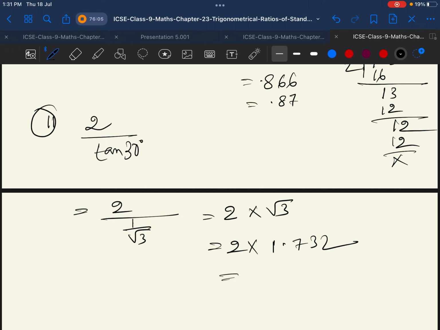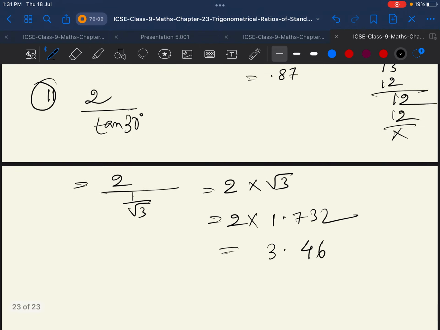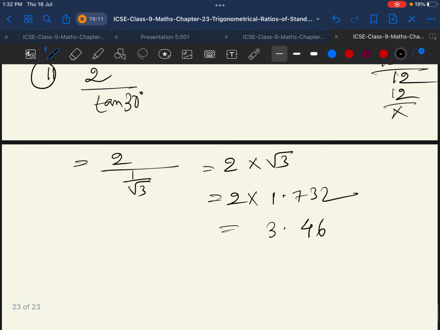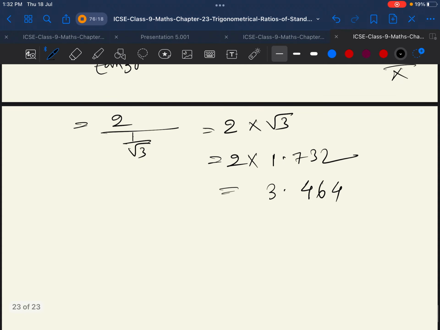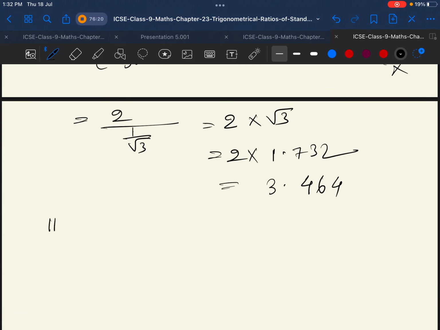Okay, so this will be 3.46. Okay, 4. Okay, now question number 11, evaluate.